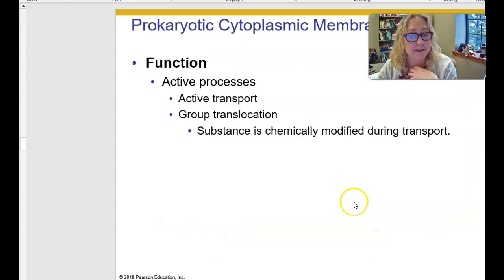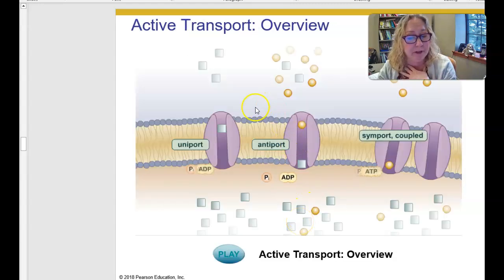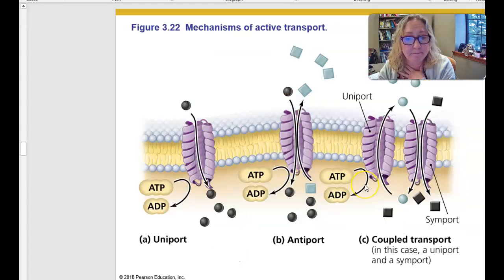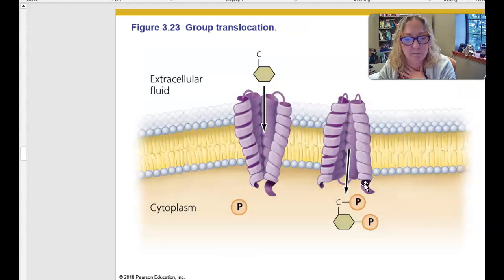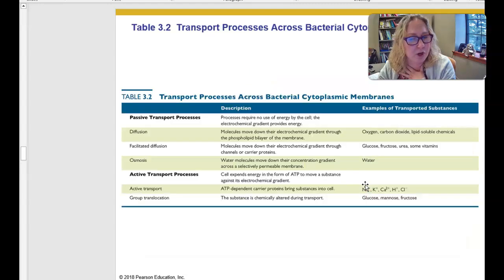Active processes, this is coming specifically across that semi-permeable membrane. So you have different kinds. You have uniports, antiports. Basically, these are just going to come in and see how you have ADP, ATP. This is going to use energy. Your body is going to try and limit this as much as possible because it doesn't want to waste energy just getting things across the semi-permeable membrane unless it absolutely has to. But there are certain things, carbon, phosphorus, these things have to come across.